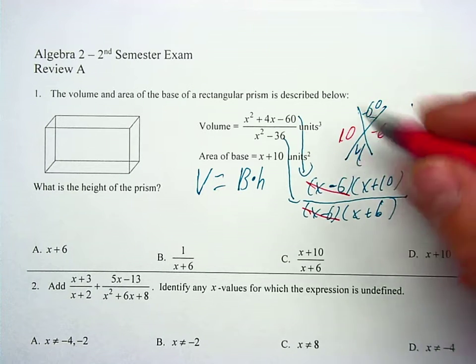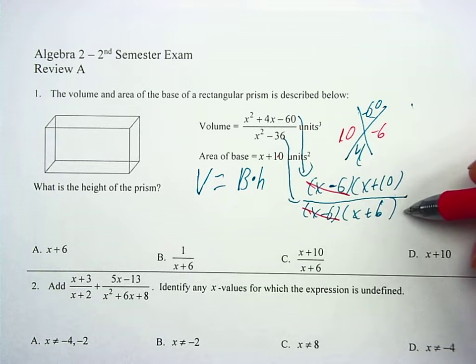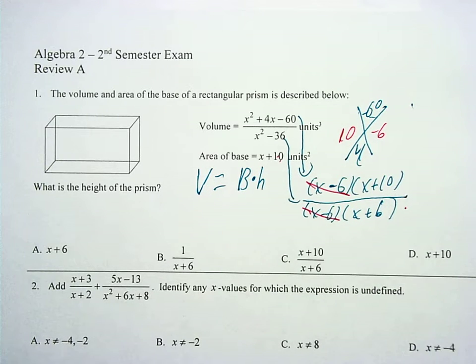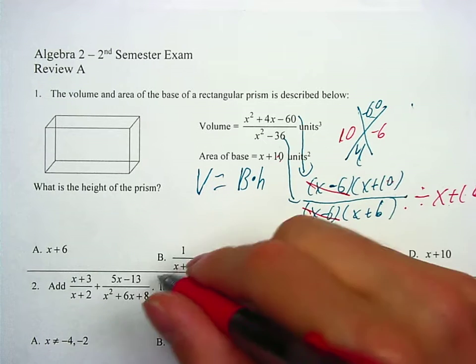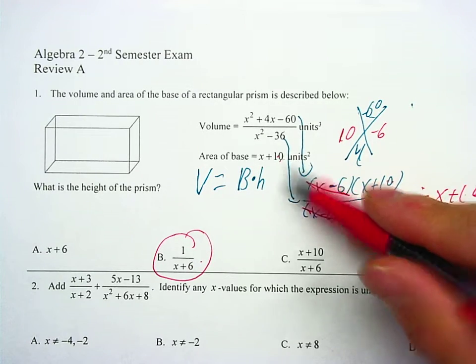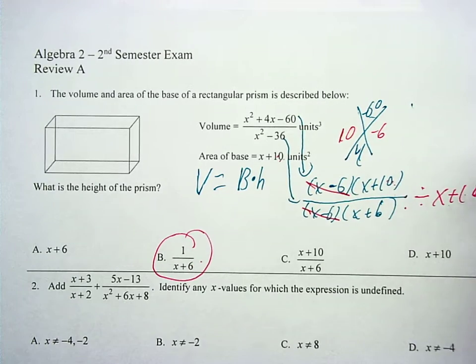And then I'm going to divide this by x plus 10, because the area of my base is x plus 10. So that's going to eliminate that x plus 10, leaving me with my answer, which is 1 over x plus 6. In other words, 1 over x plus 6 multiplied by x plus 10 is x plus 10 over x plus 6.